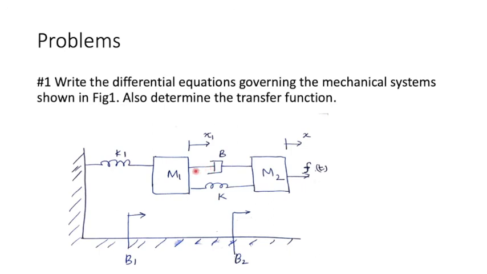Also notice here that M1 and M2 are the interconnection points between different components or different elements in the system. So M1 and M2 can also be considered as nodes in the system. A node is a point which connects two elements, which interconnects two elements. So here M1 and M2 are the nodes in the system.